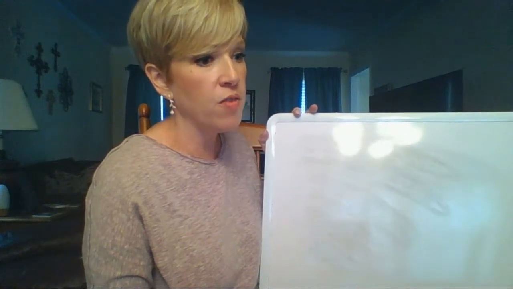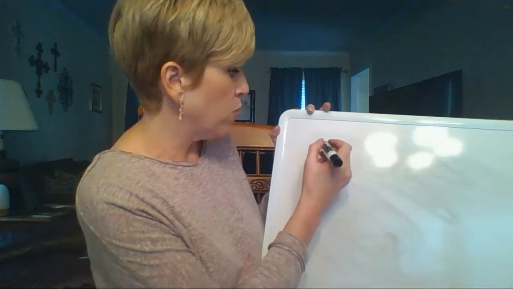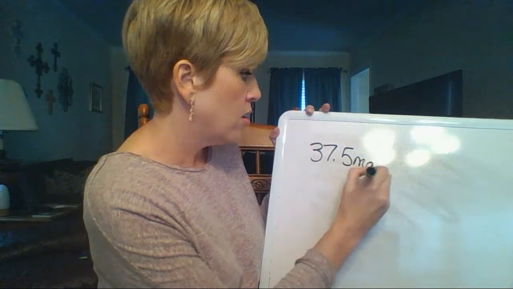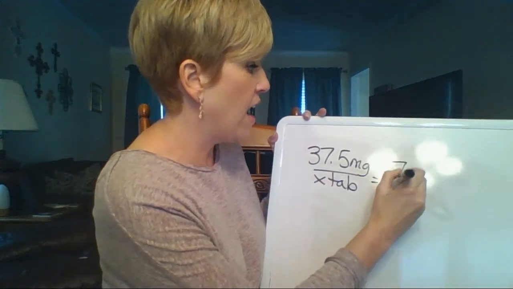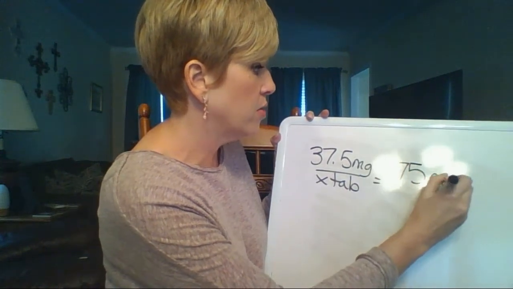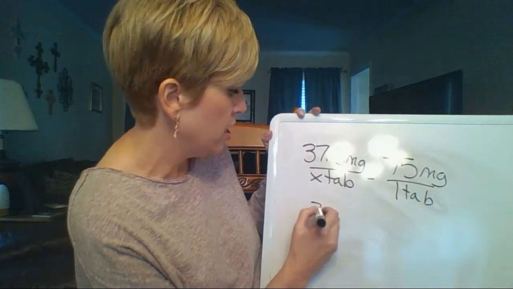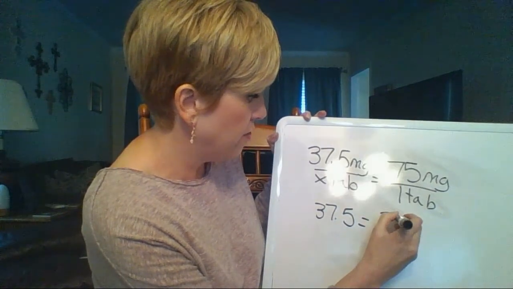Number 2 on your worksheet is, a client is ordered 37.5 milligrams of Dothapin. 75 milligram tablets are available. How many tablets are you going to give? Let's start with what's ordered. The patient is supposed to get 37.5 milligrams over X tablets, and we have 75 milligrams per 1 tablet. Yet again, we're going to cross multiply: 37.5 equals 75x.